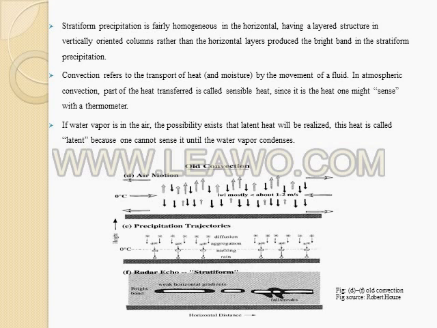And if water vapor is in the air, the possibility exists that latent heat will be released. This heat is called latent heat, because one cannot sense it until the water vapor condenses.